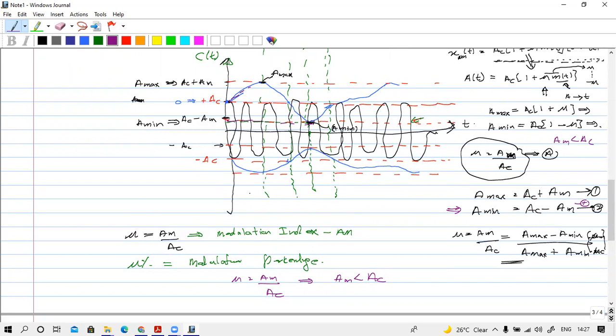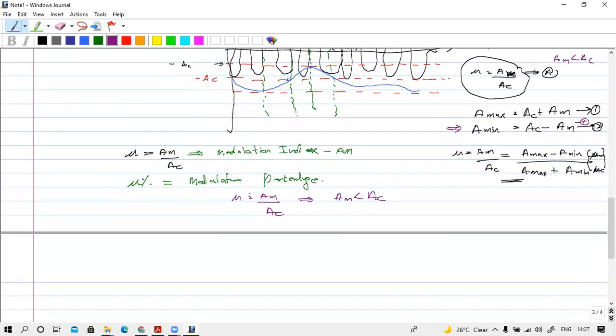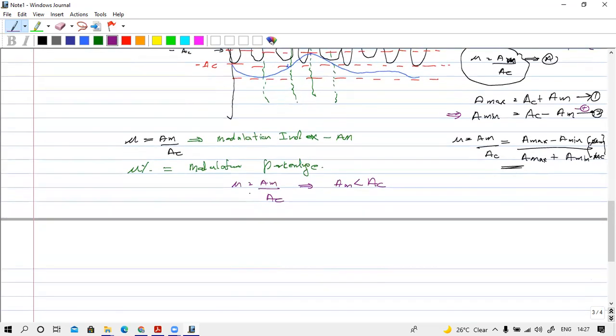So at that time, what is this mu value? Here the AM is less than AC, so this mu is less than 1, and also it should be greater than 0. So this mu will be less than 1.